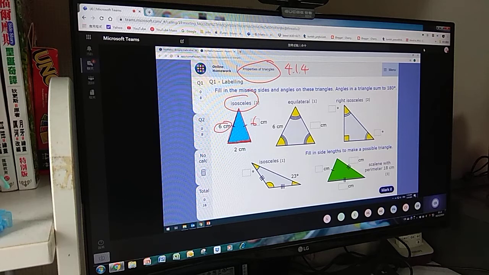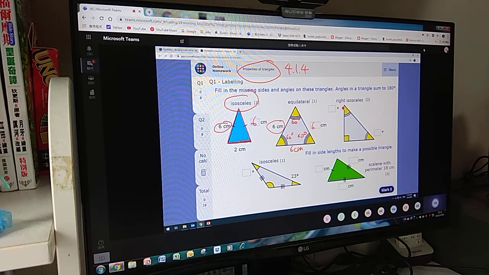So the second triangle is the equilateral triangle. In Chinese, that is 等边三角形. Okay, that means the lengths of all sides should be equal. Here is 6 cm, here is 6 cm, here is also 6 cm. Also, there is another characteristic, that is the angle for each corner should be equal, and each angle should be 60 degrees. Okay, for each angle.